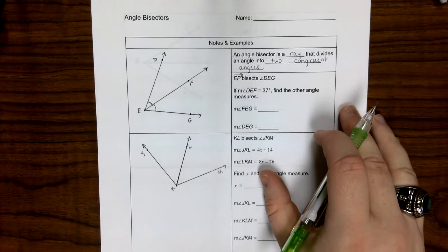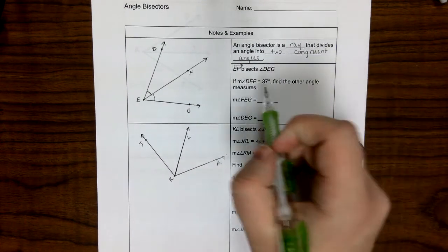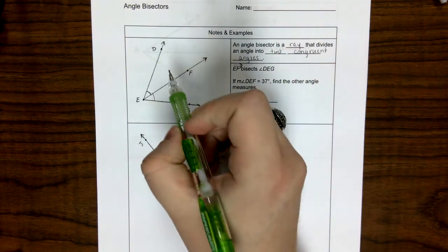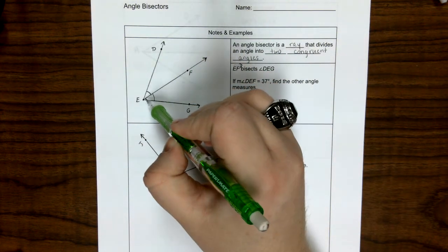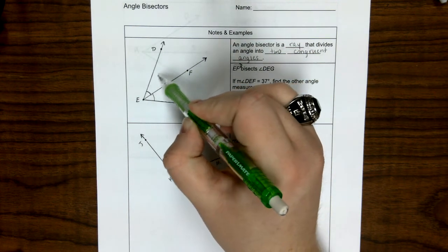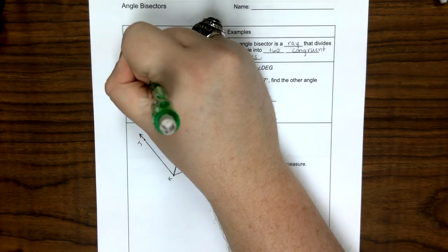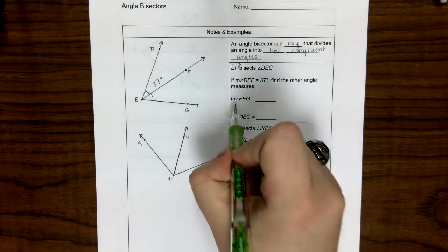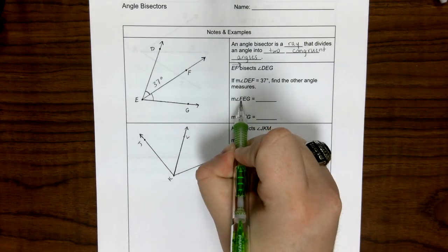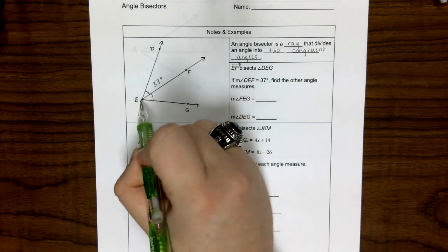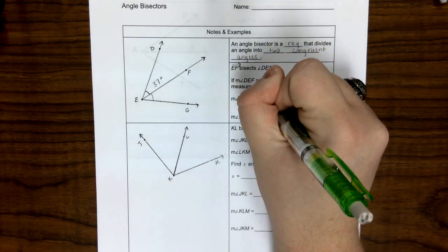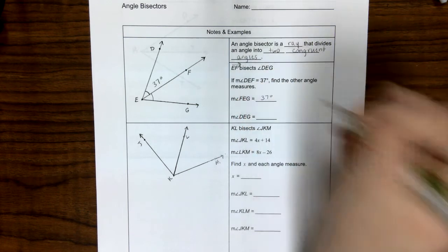All right, so let's just look at this for a minute. If the measure of angle DEF is 37 degrees, let's look at our diagram. DEF is this angle right here. It's one of the pieces, and I'm going to label that just for myself. Find the other angle measures. So let's look. The measure of angle FEG, that's the other piece, and it's supposed to be the same as DEF, so we're going to say that is 37 degrees.